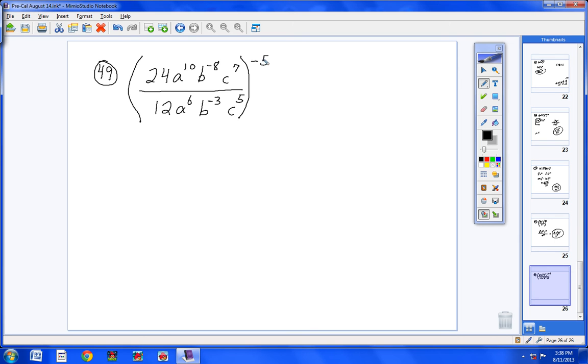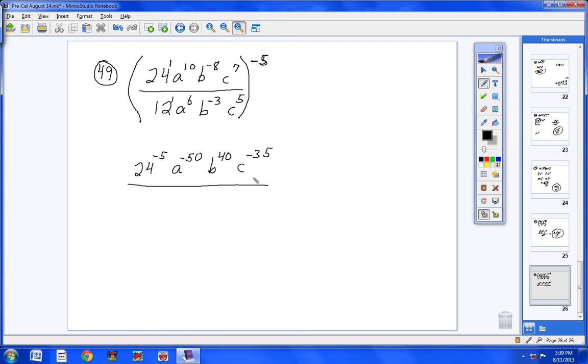Number 49. Okay, we're going to take this negative 5. It goes to everything inside the parentheses. So my 24 has a power of 1. A has a power of 10, B negative 8, C 7. Let's take this negative 5 and multiply it through. So I would have 24, negative 5 times 1 is negative 5. Negative 5 times 10, it would be a negative 50 for the A. Negative 5 times negative 8 is a positive 40 for the B. Negative 5 times 7 would be a negative 35. So there, I have taken care of the entire numerator.